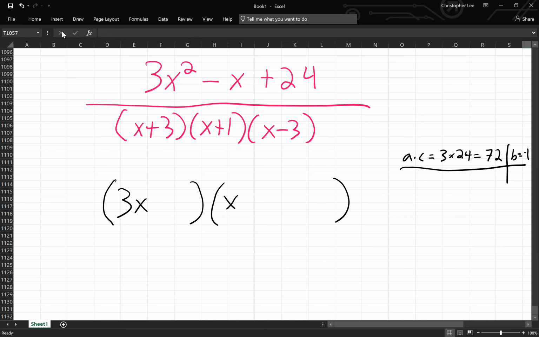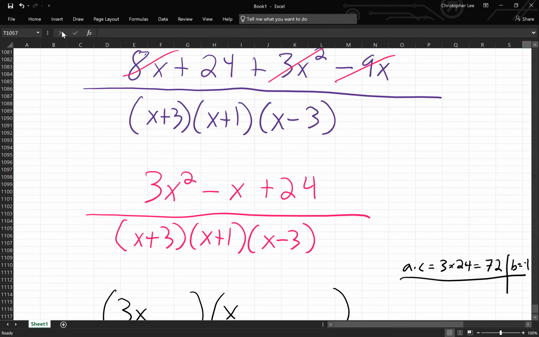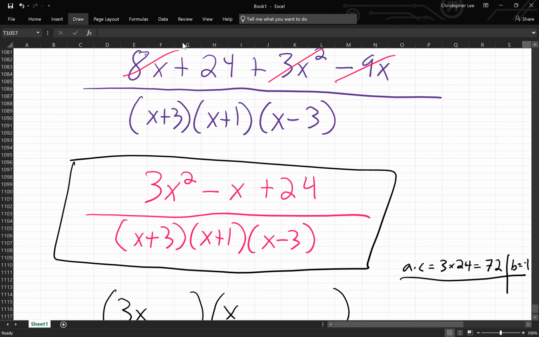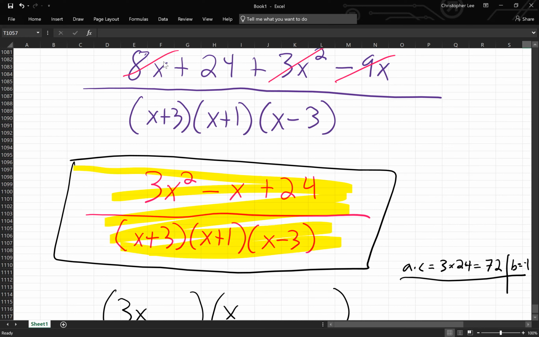I don't even think that could work, just looking at it. They're not going to add up to negative 1, and I can't subtract them because it's a positive 72. That's the issue. Remember, when the C term is positive, both of them have to be negative or both of them have to be positive. So in this case, it's not going to work. So this is my answer right here. And that's it. It be like that sometimes.